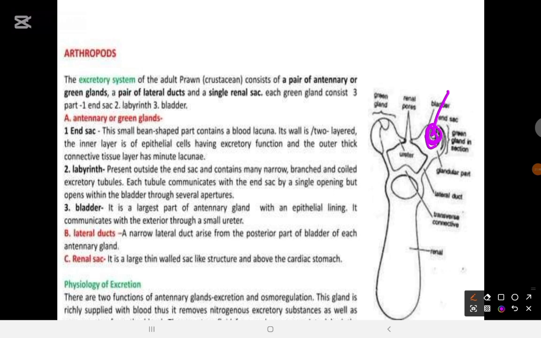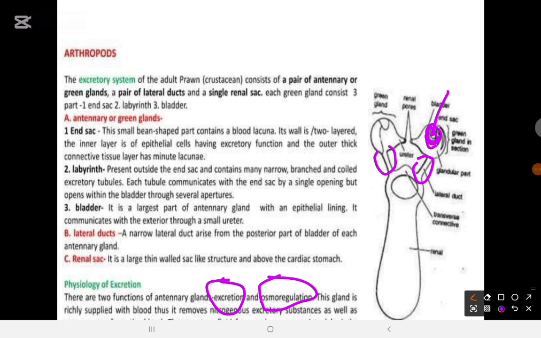So now then we have the lateral duct, which is a narrow lateral duct that arises from the posterior part of the bladder, of each antennary gland. Yeah, the lateral duct. Then we have the renal sac, which is a large, thin walled sac-like structure that is above the cardiac stomach. So in physiology, there are two functions of the antennary glands, which are excretion and osmoregulation. Osmoregulation simply means salt water balance.